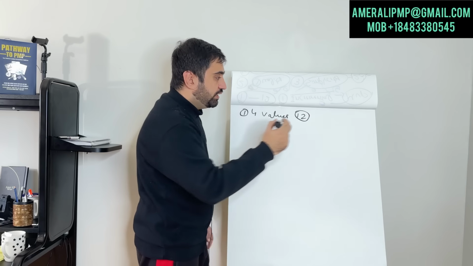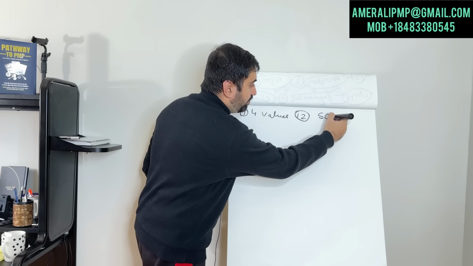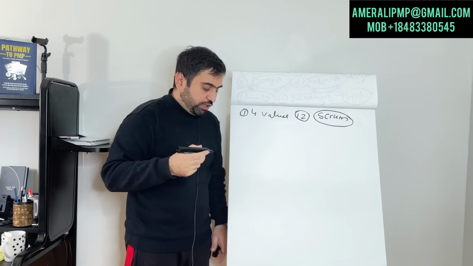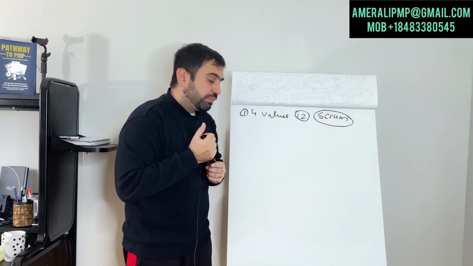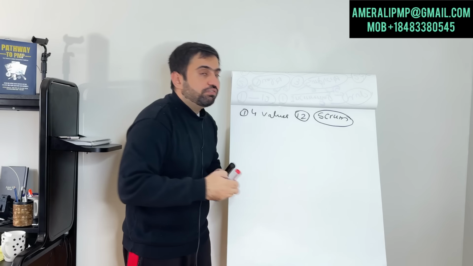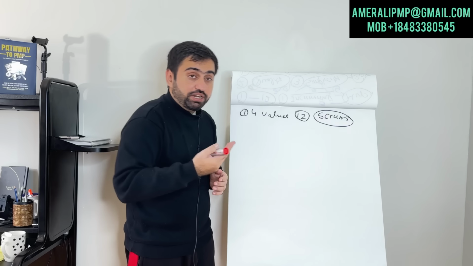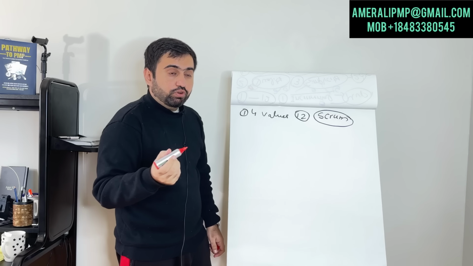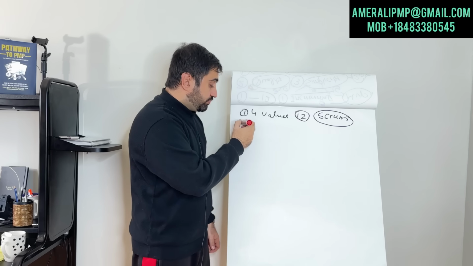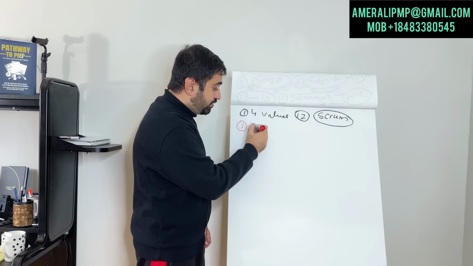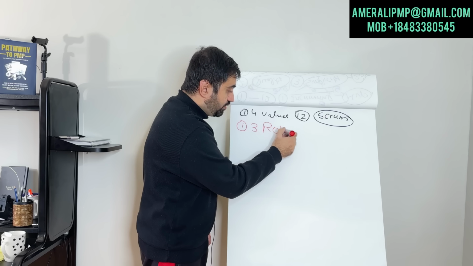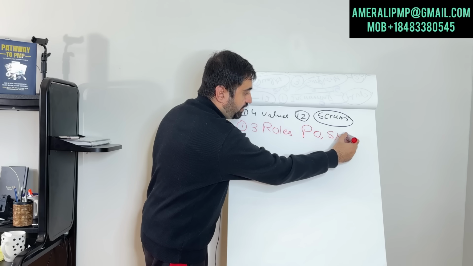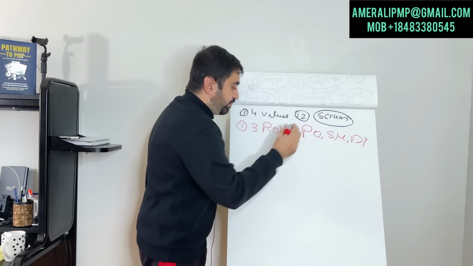So let's go to the Scrum. Scrum is basically a project management framework. What do I mean by that? Scrum is the way how things can be done. What are the ways to do it? In Scrum, we have basically 3 roles: product owner, Scrum master, and development team.